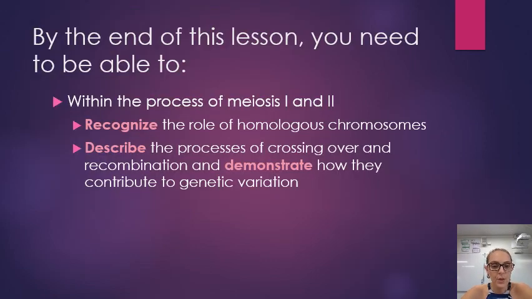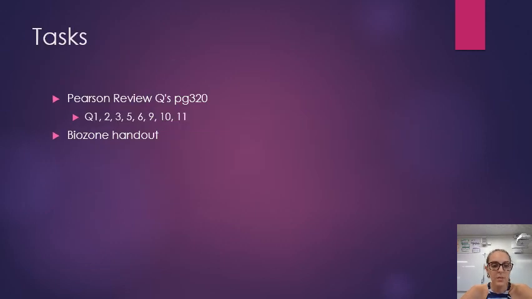So this was a very long and detailed lesson. It's important that you go over this and have a look at the different videos and representations of this. Remember that the goals of what you need to know from this is you need to understand the role of homologous chromosomes. You need to describe the processes of crossing over and recombination and demonstrate how that contributes to genetic variation. Without understanding mitosis and meiosis, you really can't do those things effectively. There are some review questions in your Pearson book on this, and I will upload the handouts for you to work on.